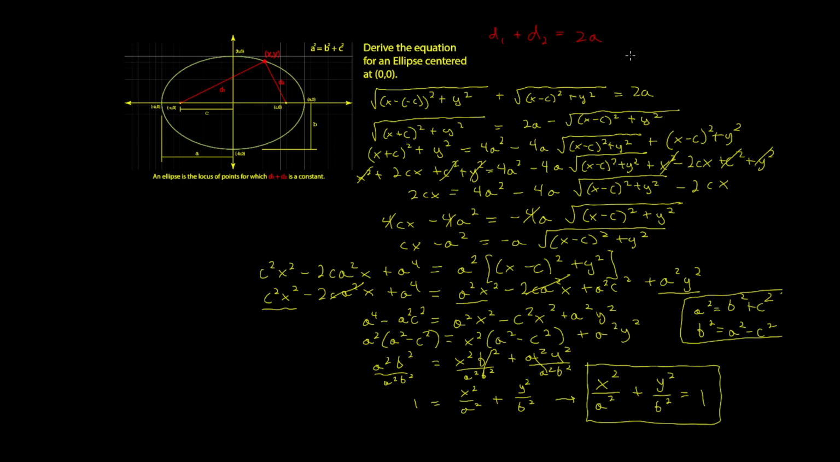Also, there are several key points that you have to remember. The first being this: d1 plus d2 equals 2a. You have to be able to do radical equations. You have to be able to FOIL flawlessly. You have to know how to gather from this step to this step, and that's just going to take some repetition. And you have to remember b squared equals a squared minus c squared right there, and then you can do it. Good luck.